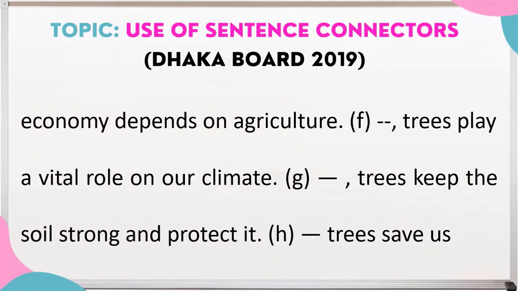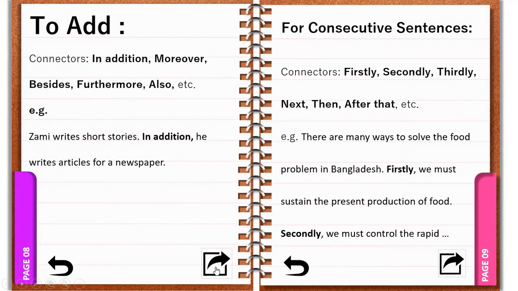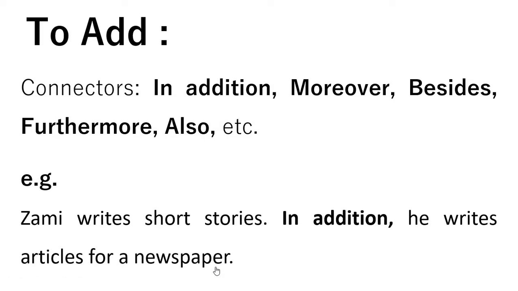Question F. Trees play a vital role in our climate. The sentence of question F indicates addition. Are you ready with your answer? If you are, let's match your answer with the answer given on the screen. In addition or besides. Let's get into details. To add, connectors: in addition, moreover, besides, furthermore, also, etc. For example, Jami writes short stories. In addition, he writes articles for a newspaper.